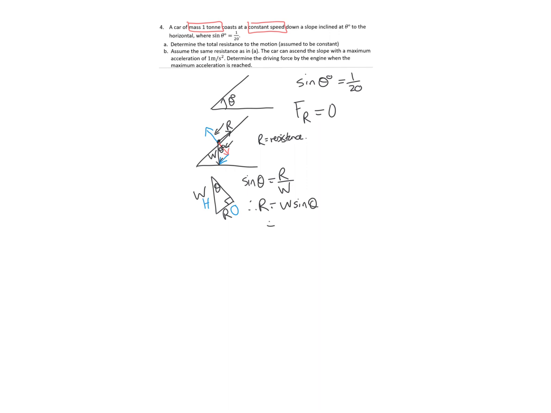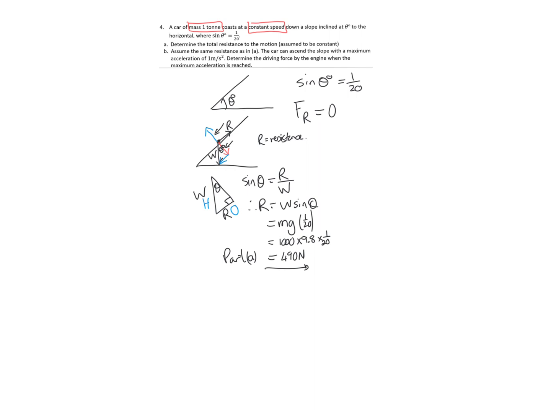Now W, which is the weight, is mg, so m times g. And that you must multiply by sine theta, which was given to be 1/20. Now m, 1 ton, that's 1,000 kilograms. Remember, always in kilograms. G is on the formula sheet, 9.8. Then times by 1/20. And if you work that out, you get 490 newtons. Good, that's the answer to part A.